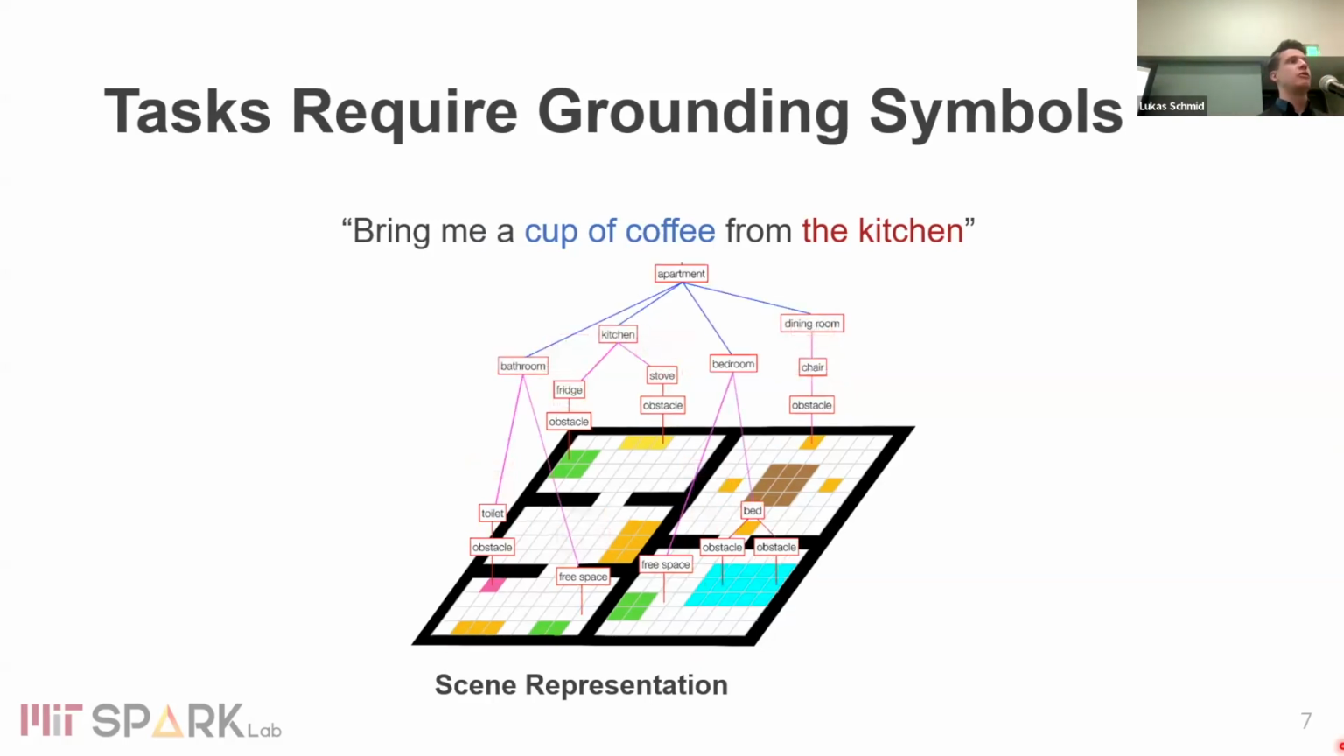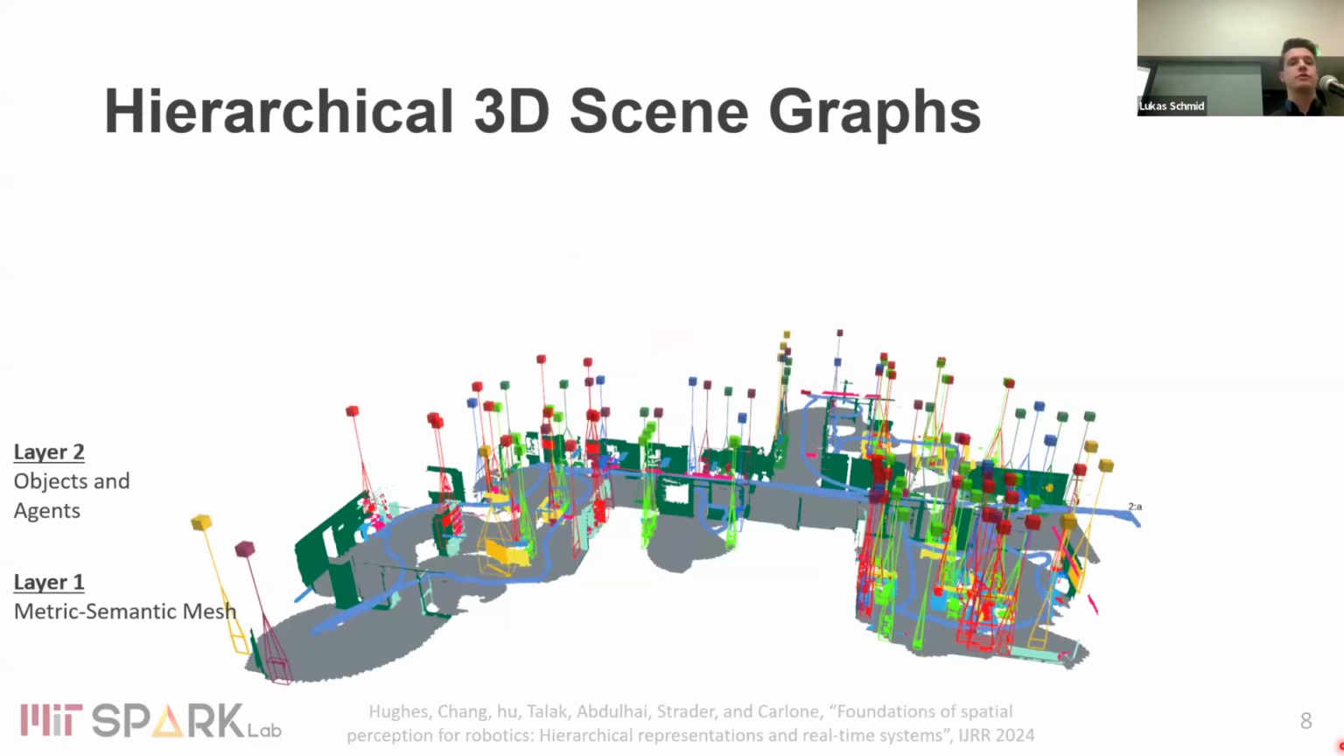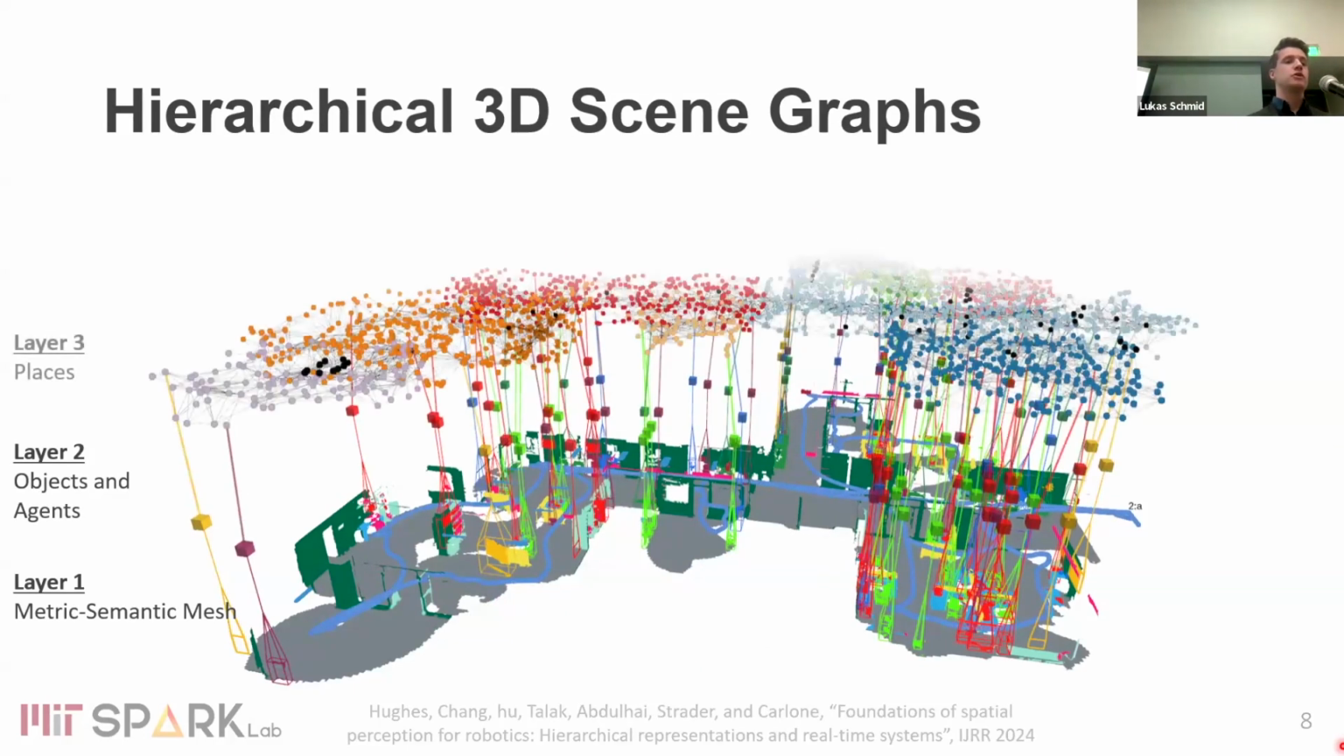So if we can organize this in a hierarchical way, such as a scene graph, we see that only really the relevant concepts are structured from very high level to very low level. And we've been working on how to make this work on a robot, where we really start on the low spatial level with a metric semantic reconstruction, which is sort of what I showed you before. But then we can group these different surface elements into objects and agents. We can further create a representation of the topology of the space, or an abstraction of the free space, in our places layer.